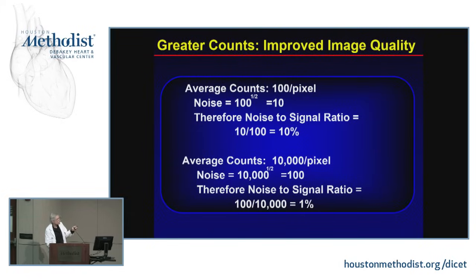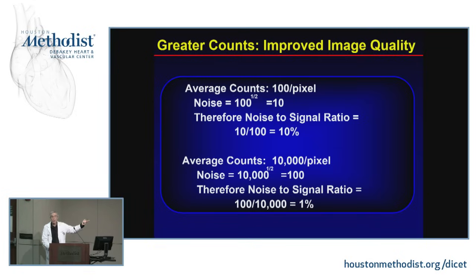The other important thing is counts. Counts affects how much noise you have. It turns out that noise is actually 1 over the square root of the number of counts. So if you have 100 counts, you're going to get 10% noise. But if you have 10,000 counts, you're only going to get 1% noise. So we want to minimize noise. The more counts we have, the better we do in terms of the image itself.